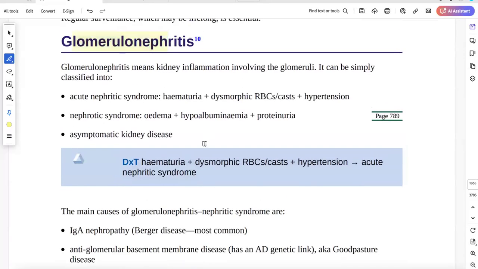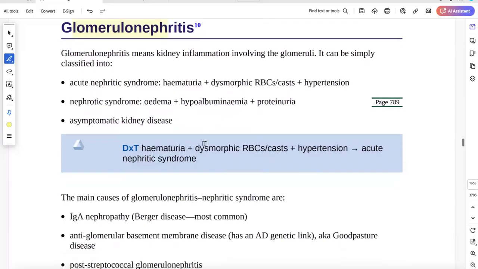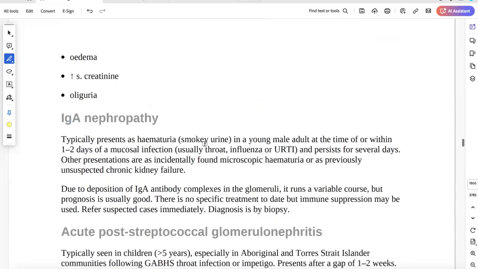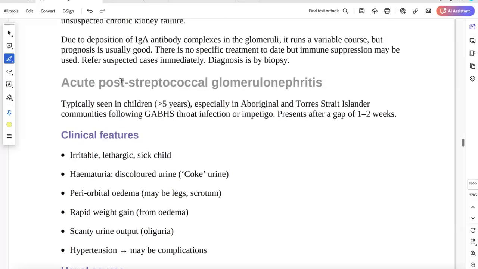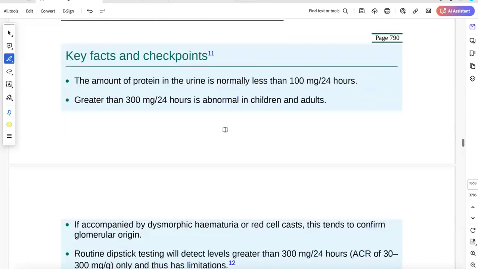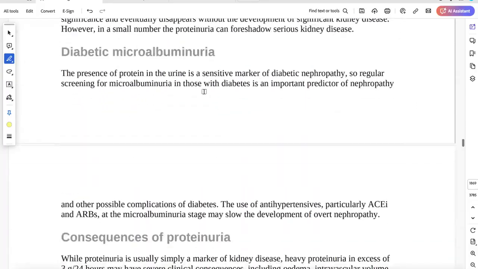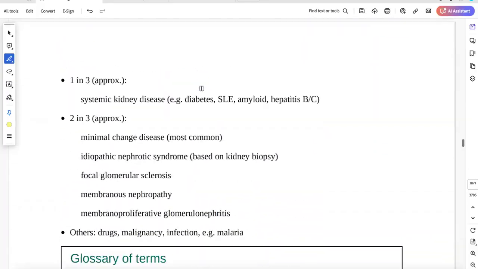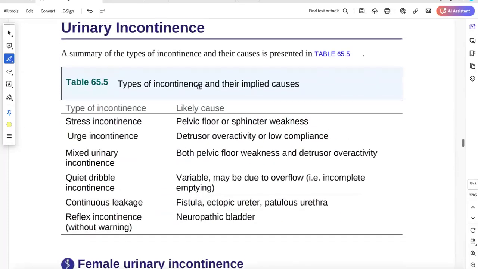Now, glomerulonephritis. So glomerulonephritis is what we have already discussed in the class. We discussed the PSGN, the IgA nephropathy, all have been discussed. We also discussed nephrotic syndrome. So you all know about all of this.